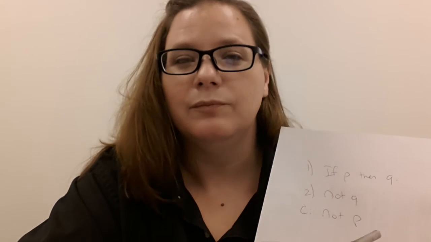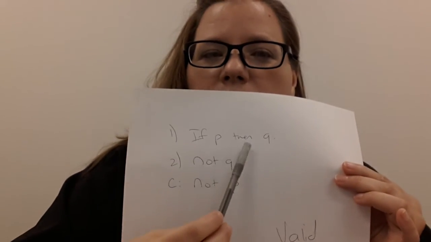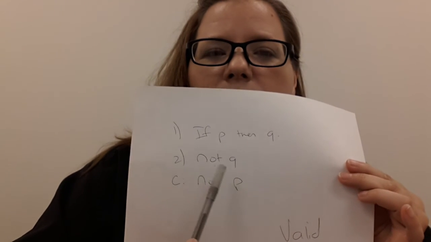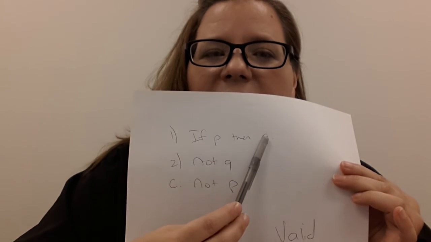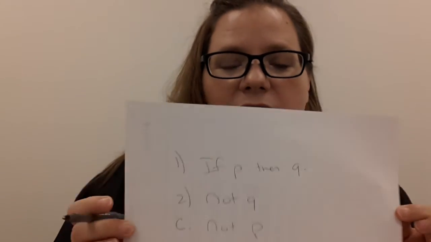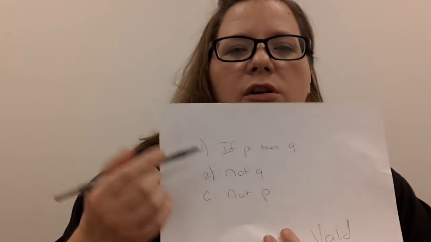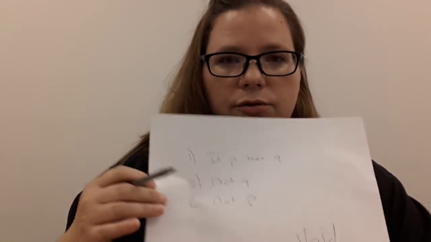So, what do you think? Valid or invalid? Valid. If Maria walks to work, then she's late. Maria was not late. Well, if Maria wasn't late, then she couldn't have walked to work, because if she had walked to work, she would have been late. The logical structures of argument remain valid or invalid, regardless of what you put in as the placeholders. Okay? Let's do the last one.